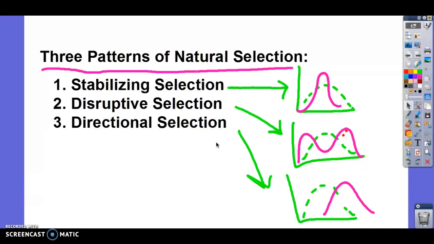So this would be an example of disruptive selection, okay? So we're going to write disruptive selection in the blank, and we're going to draw an M shape, okay?